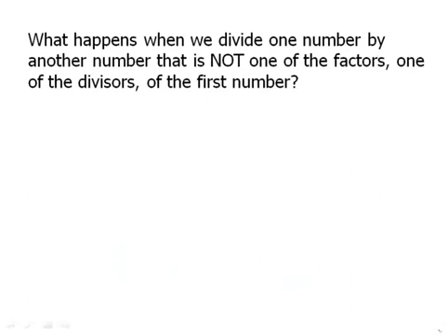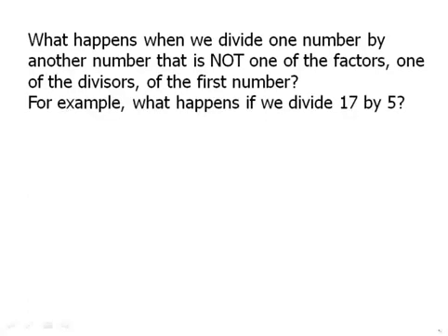What happens when we divide one number by another number that is not one of the factors, one of the divisors of the first number? For example, what happens if we divide 17 by 5? Now, we talked about this a little bit in a previous video, so we're going to review here.